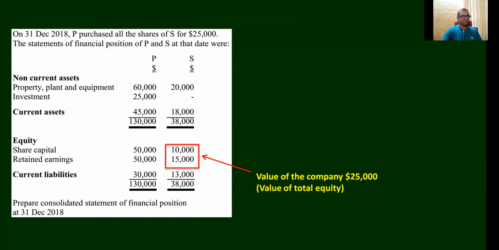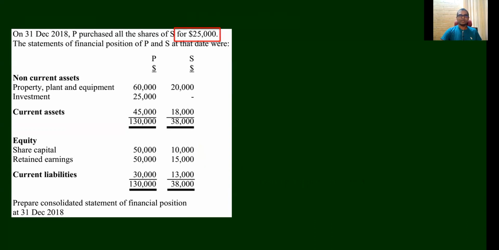So we'll see how much P has paid to acquire S. P has paid 25,000 to acquire S, exactly the value of S. With this relationship, you can clearly understand that P has paid, that is P's investment. P's investment is 25,000 in S, and S's value at that date is 25,000 as well. So 25,000 paid and acquired a 25,000 worth company.